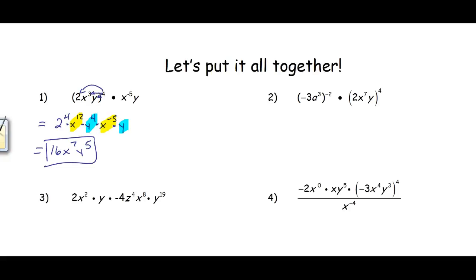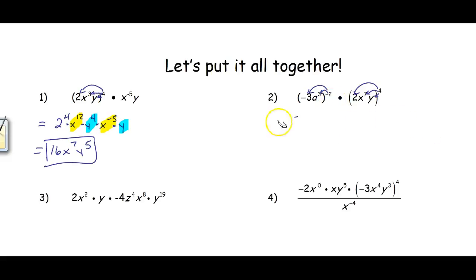All right, let's take a look at this next one. Okay, so -3 raised to -2. So -3, -2. 3 times -2 is -6 times, go ahead and distribute here, 2 to the 4th, x to the 28th, and then y to the 4th. All right, so you have -3 has to move to the denominator.